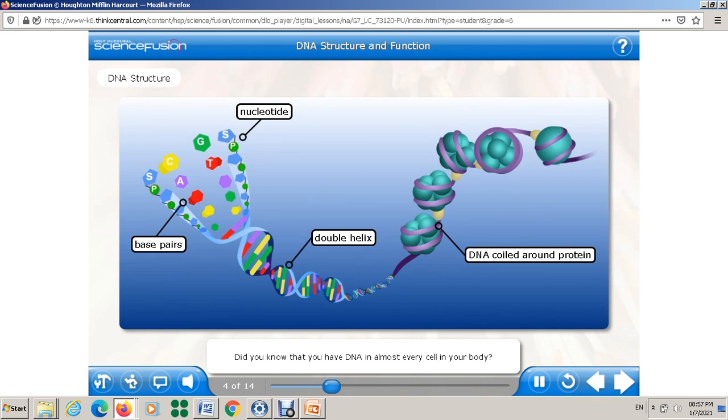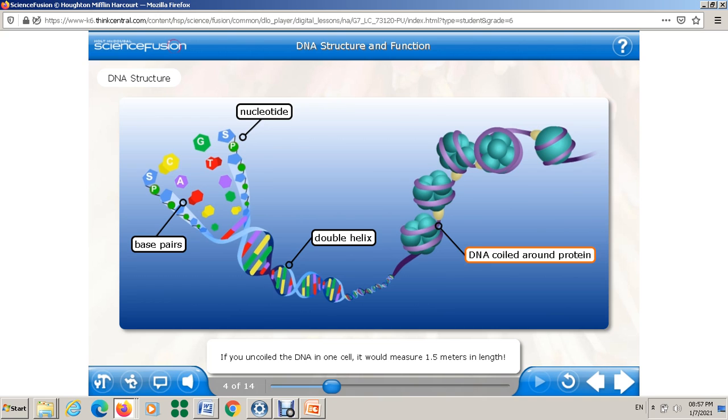Did you know that you have DNA in almost every cell in your body? DNA contains the instructions that allow body cells to function. DNA looks very different from other molecules that you might be familiar with. Click the labeled areas on the diagram to learn about the structure of DNA. DNA is coiled up around proteins inside the nucleus of each cell. If you uncoiled the DNA in one cell, it would measure 1.5 meters in length.